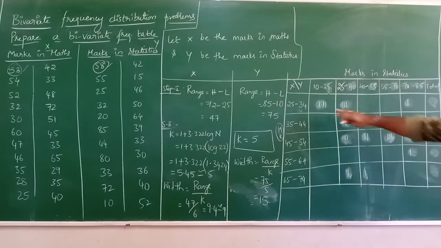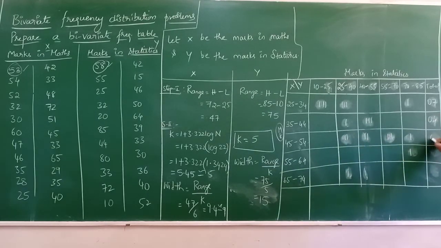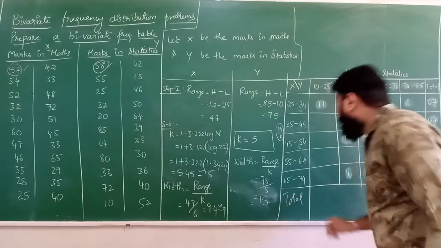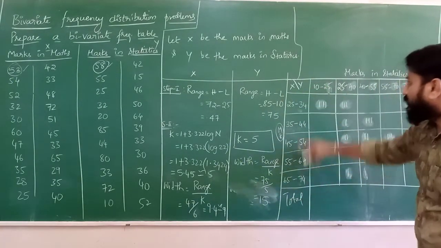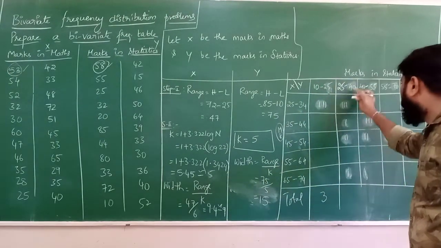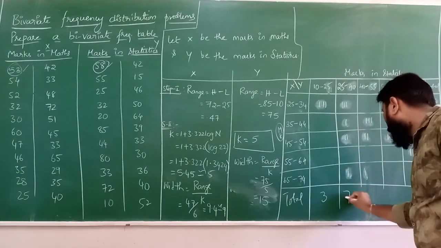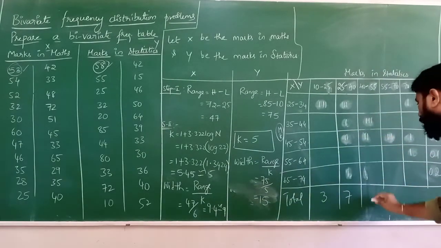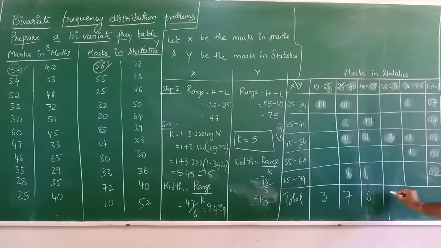Now calculate the total. 3 plus 3, 6, 7. 3 plus 1, 4. 2, 2, 4, 7, 8. 1, 2. Now here the column total. Now this is the marginal function of x and this is the marginal function of y. Now here the total is 3, 4, 5, 6, 7, 3, 2, 5, 6. Here only 3, here only 3.